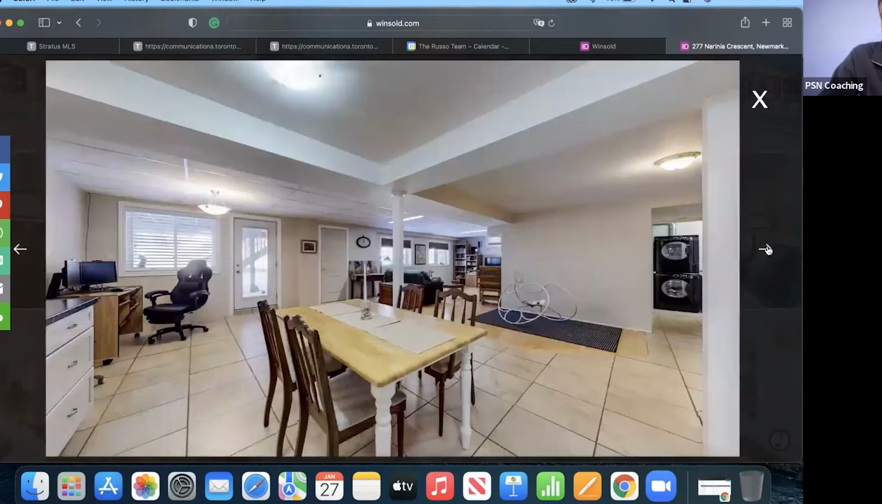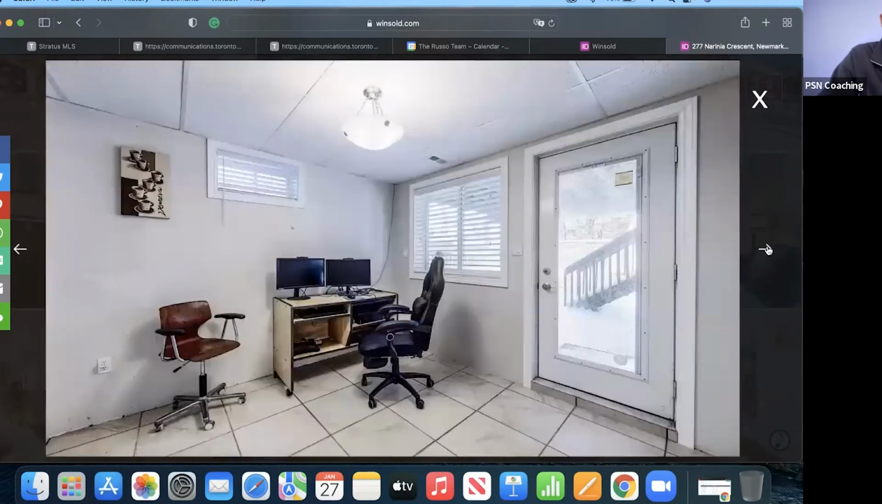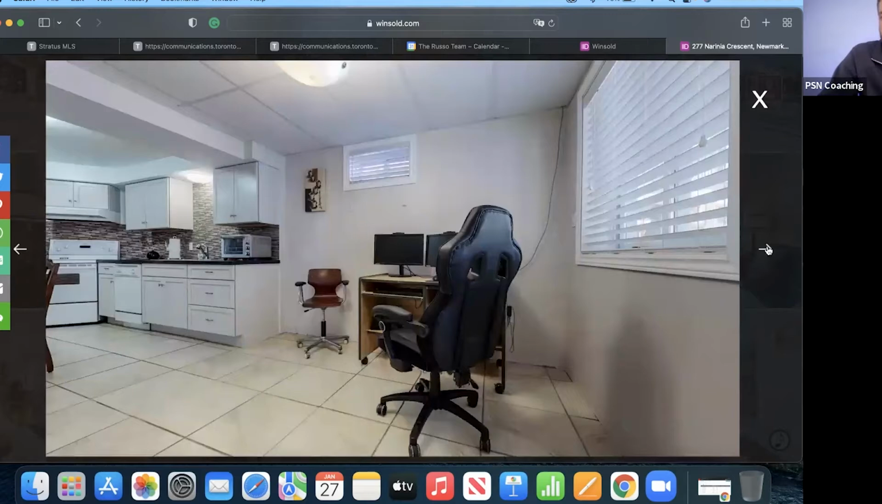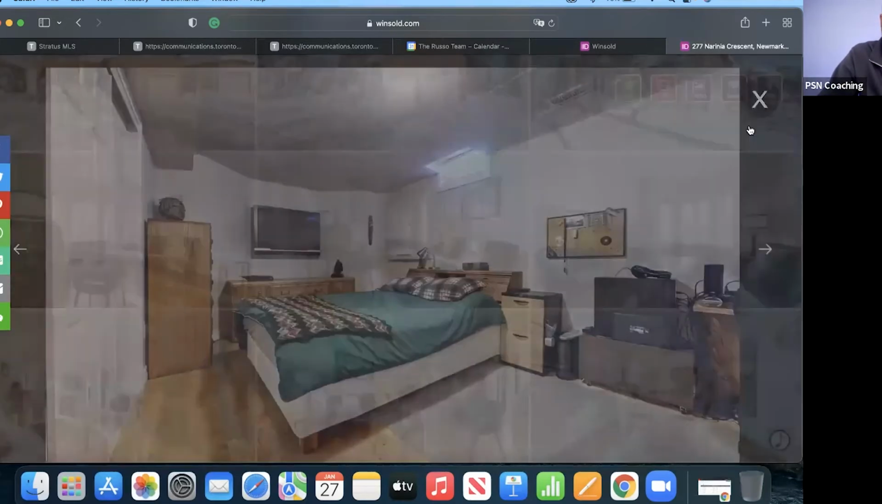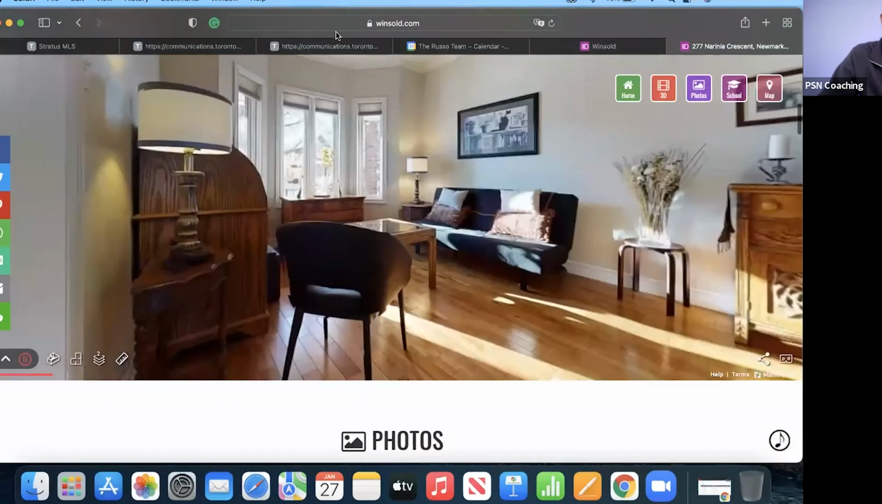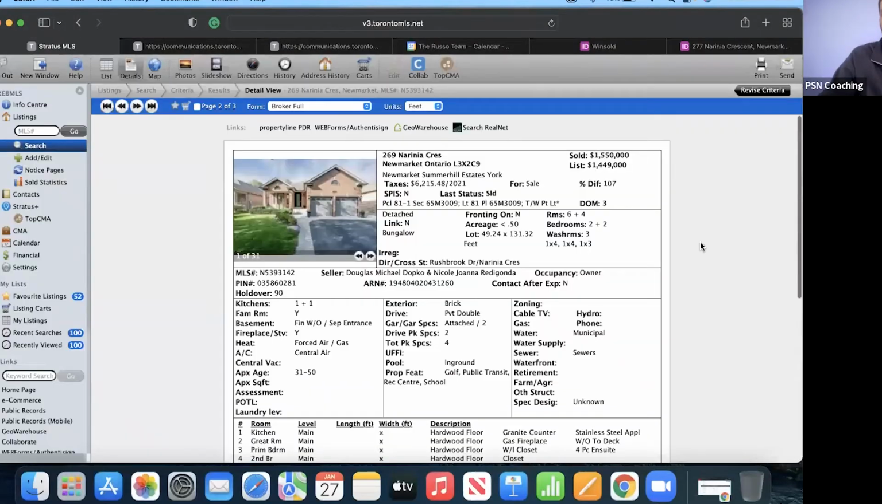So I would say roughly that this property would go, at the time in October, probably about 150,000 less, right? So if that other one sold for 1.55 million, we're probably going to lose about 150,000. That puts our property in the price range of roughly 1.4 million.